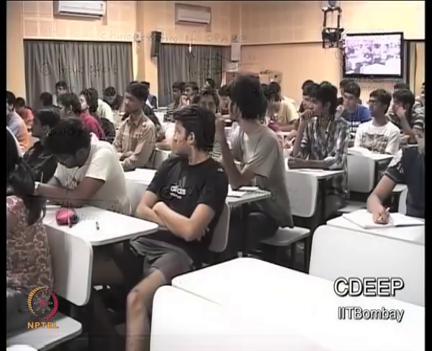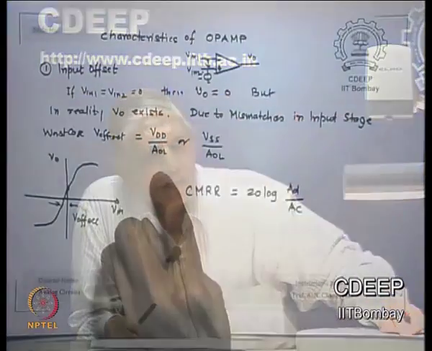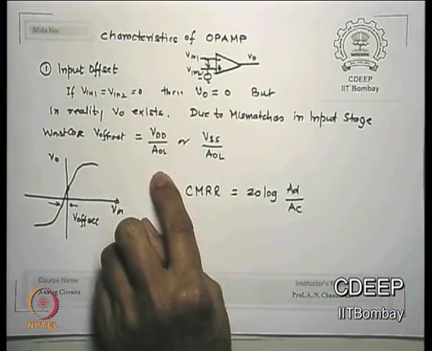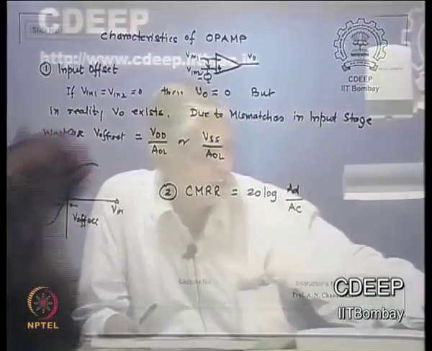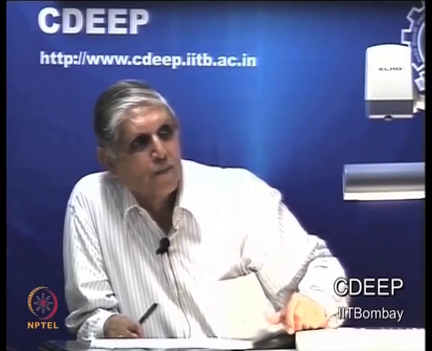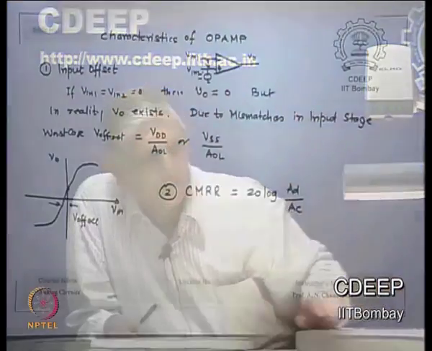It cannot be more, because output cannot rise beyond VDD. So VDD by AOL is the highest offset you can get. What are the reasons? Because you are now saturating. There is no AOL beyond that, AOL does not exist in fact. AOL is 0 then. Once VDD is reached, AOL does not exist. At this point there is no gain, okay. So the maximum possible is VDD or VSS.